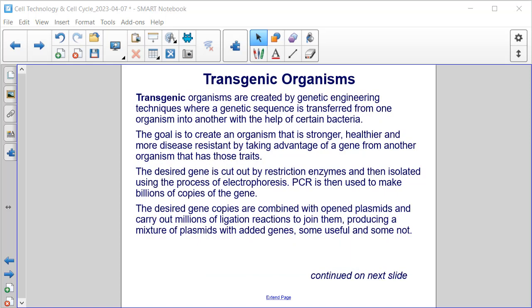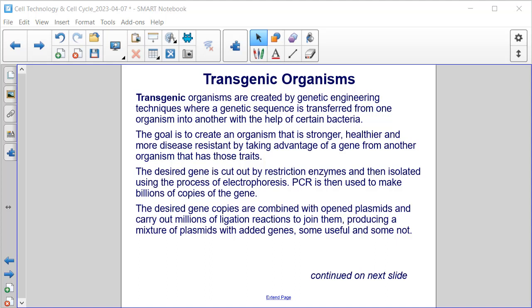Transgenic organisms. Transgenic organisms are created by genetic engineering techniques where a genetic sequence is transferred from one organism into another with the help of certain bacteria. The goal is to create an organism that is stronger, healthier, and more disease-resistant by taking advantage of a gene from another organism that has those traits.